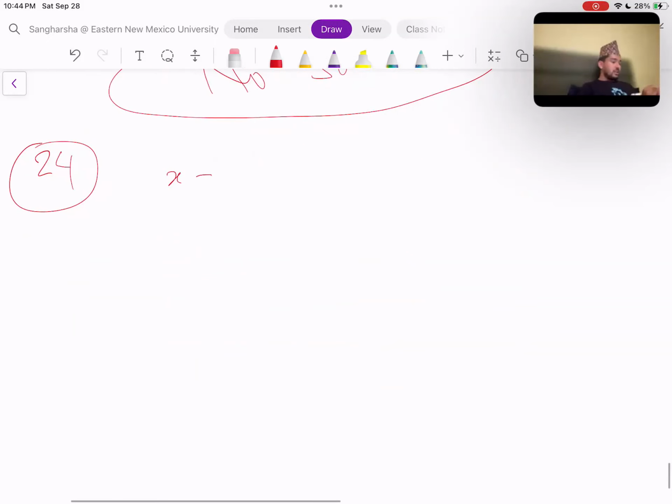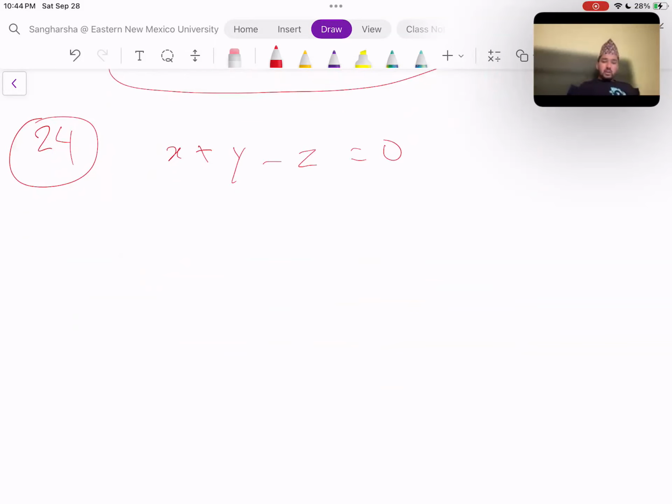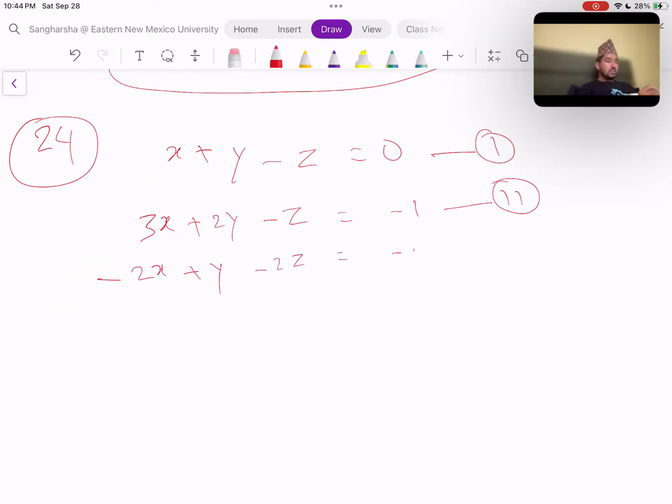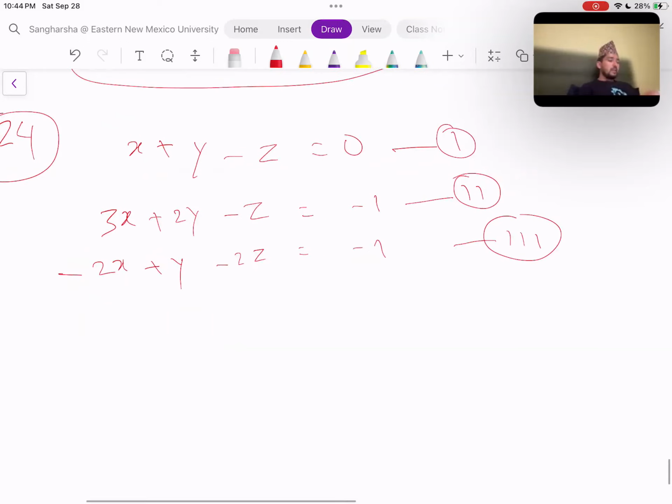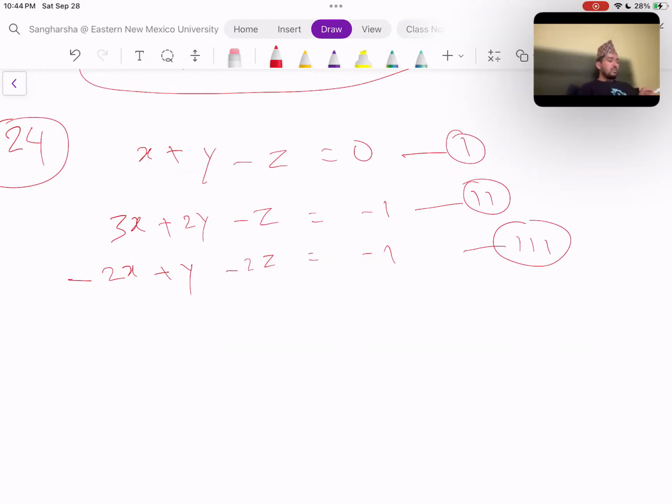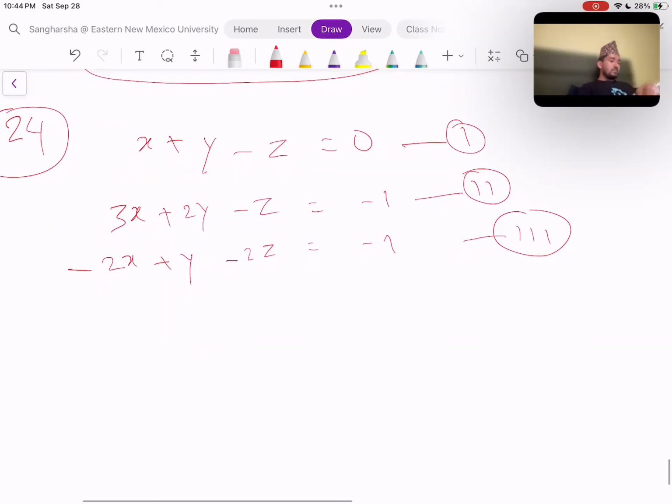So 24 is x plus y minus z equals 0. 3x plus 2y minus z equals negative 1. Let me call this 1, and this 2. Negative 2x plus y minus 2z equals -1. Let me call this 3. Now we need to eliminate one variable by adding any two equations. At first it does not matter what variable you eliminate. So let me take 1 and 2.